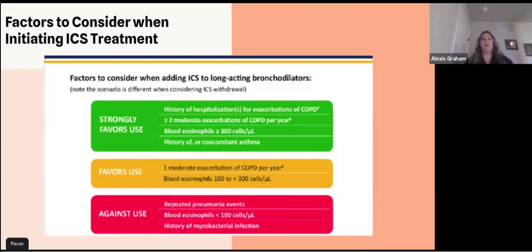You're going to have to know how many exacerbations they had and how often they had them in 1 year, what their eosinophil count is, and if they have asthma. So these are just a few things that you need to get.